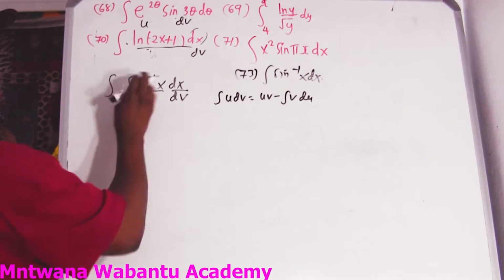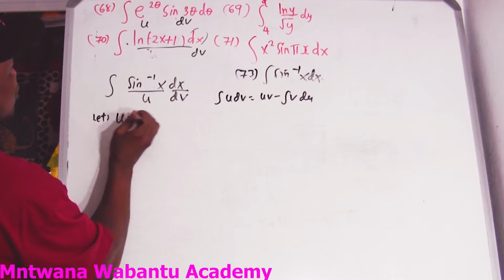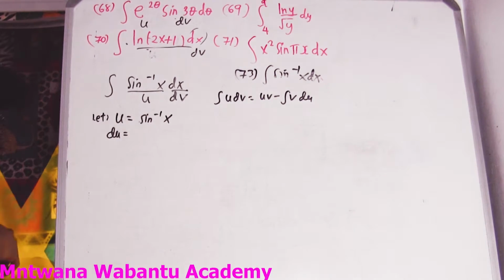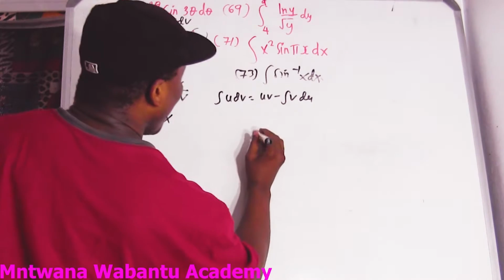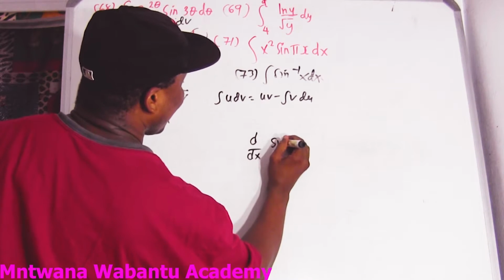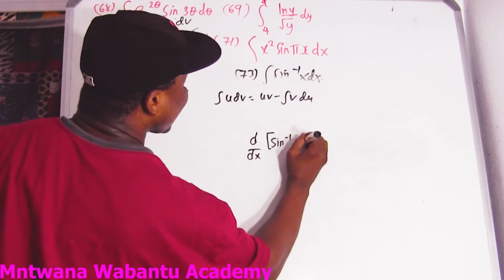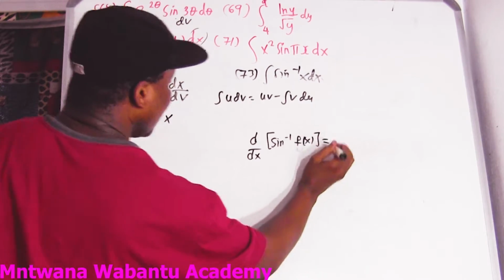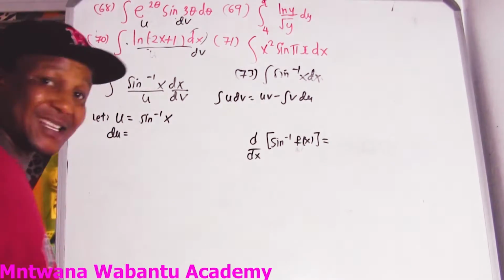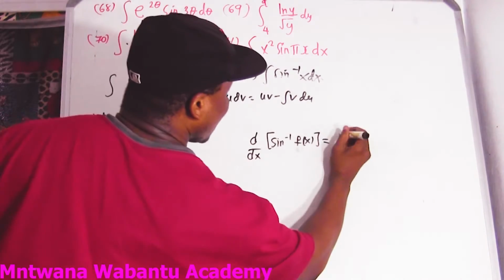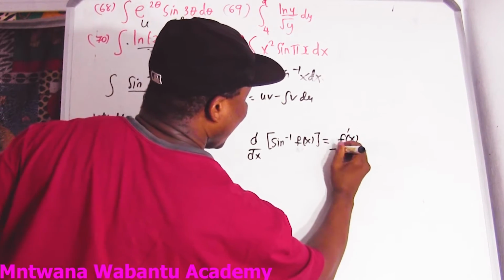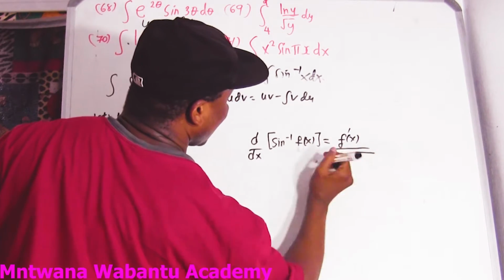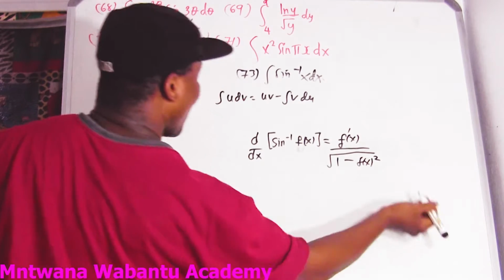What is u? Let u equal sine inverse x. Now du: when you differentiate sine inverse, or sometimes you can call it arc sine, let's say f of x, arc sine is the same thing. When you differentiate this, it will give you f prime over the square root of 1 minus the function squared. So that's what you got.